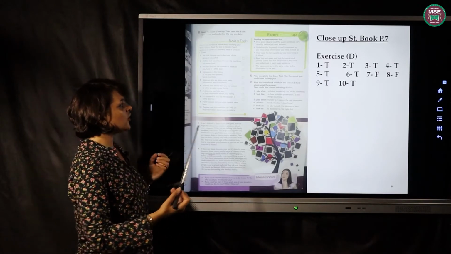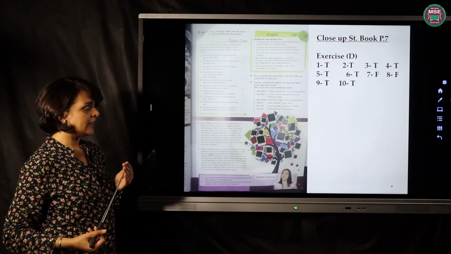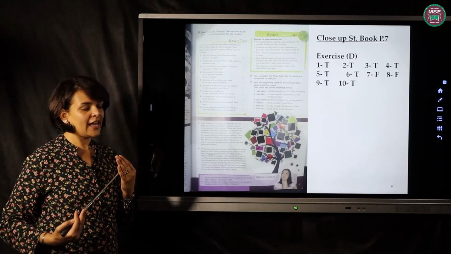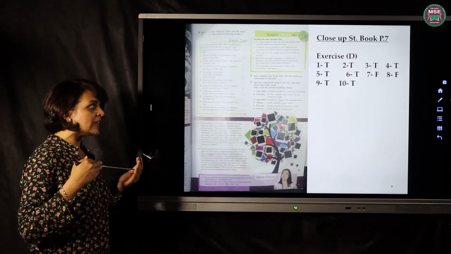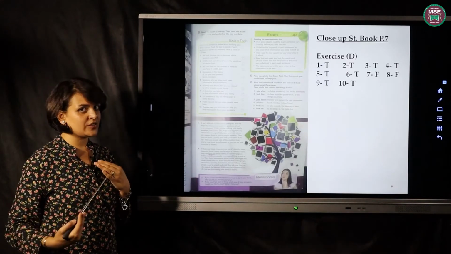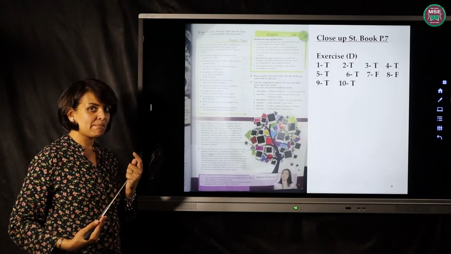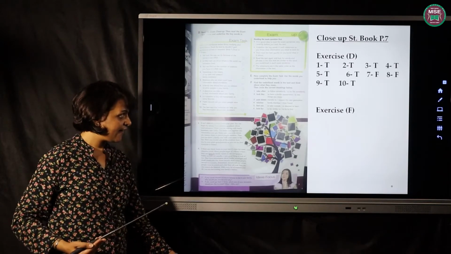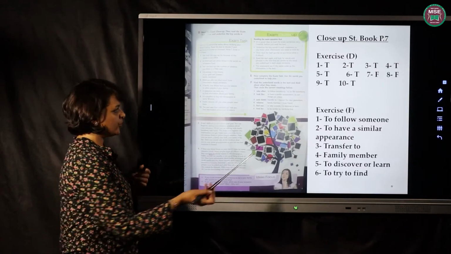Again, what is the meaning of take after? To follow somebody or to be like somebody. Again, to follow someone's attitude or to be like someone in the features. Take after. Let's think. Sure, it means to follow someone's attitude, number one.